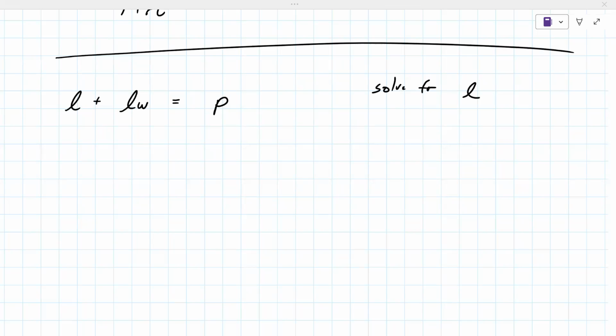I got L equals P minus LW. No. Okay. So when you have an L, or whatever variable you're solving for, in two positions, you have to factor it out. It's the divide and slide. Right, so what goes in parentheses there?